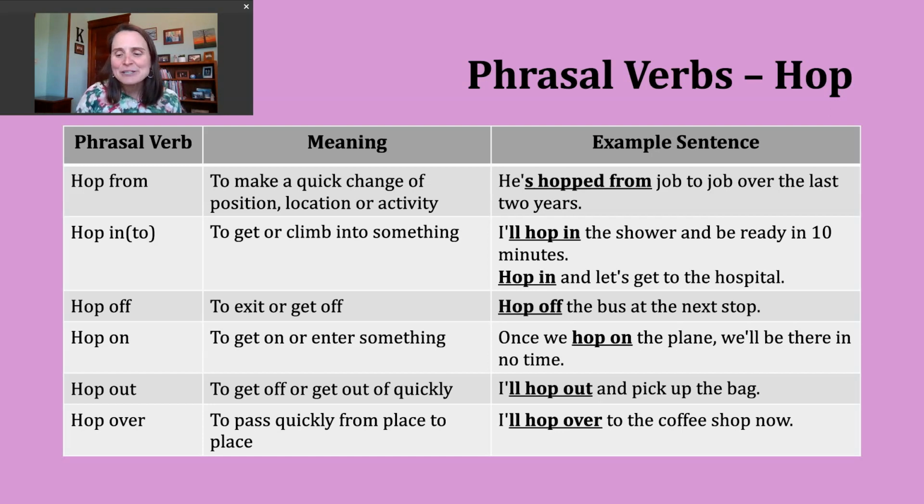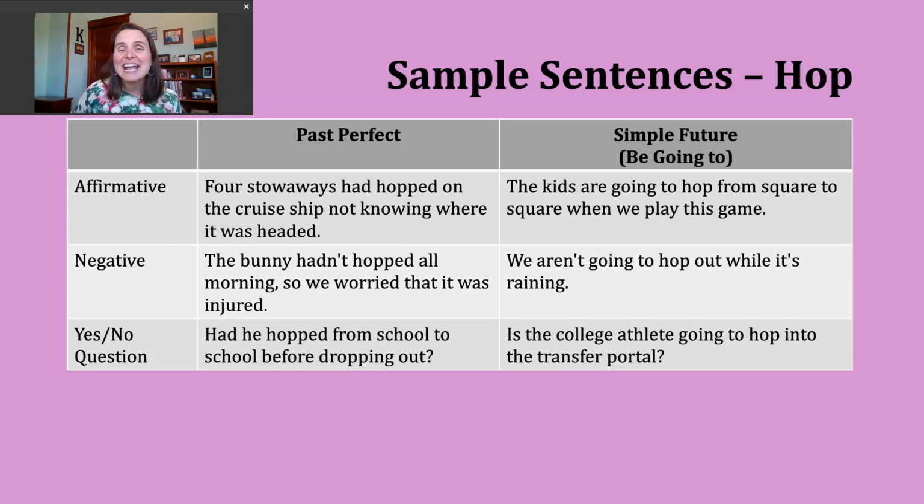Now let's continue using our verb of the day in a couple different verb tenses. Today let's review the past perfect and the simple future with a focus on be going to. We will start with the past perfect, which we use to note that a particular action was completed at some point in the past, before a specific time or before another action.